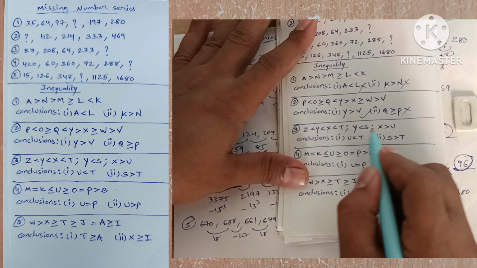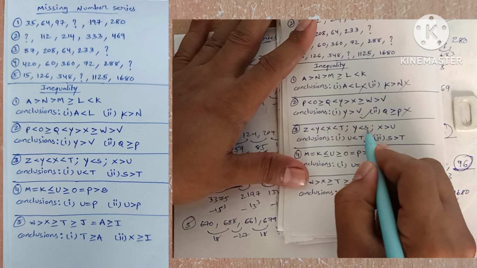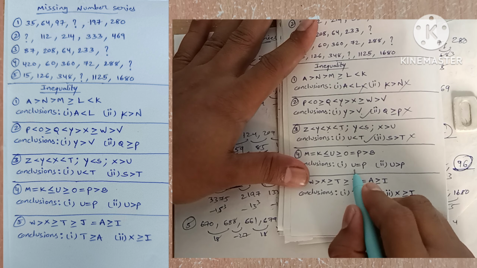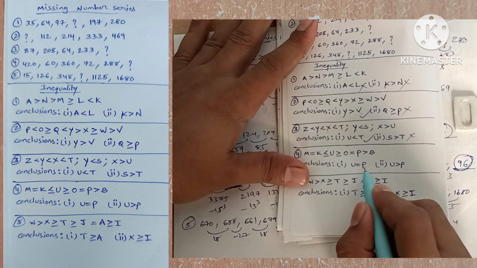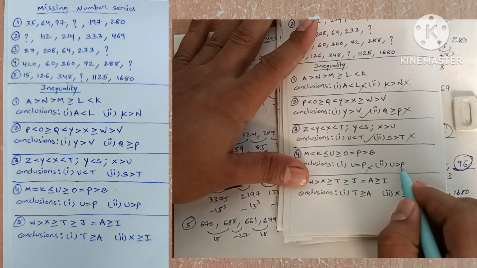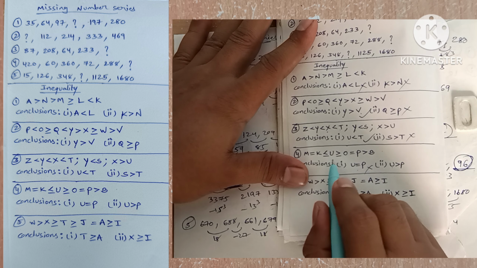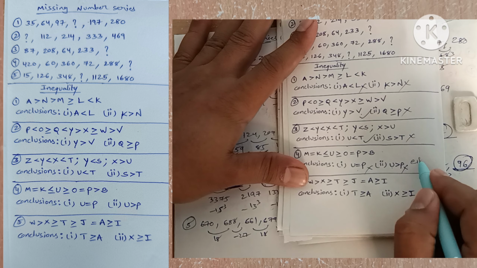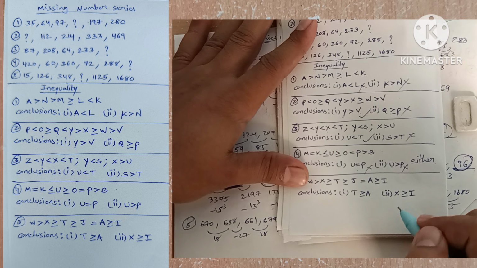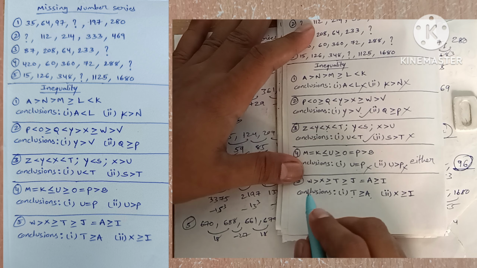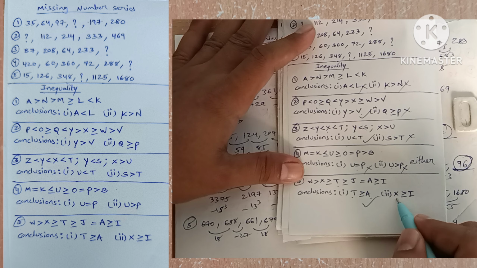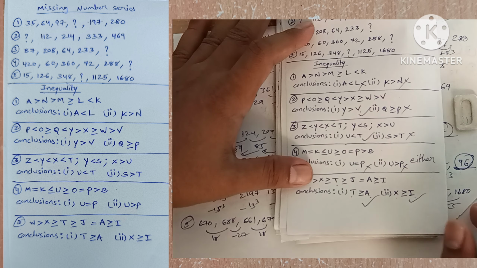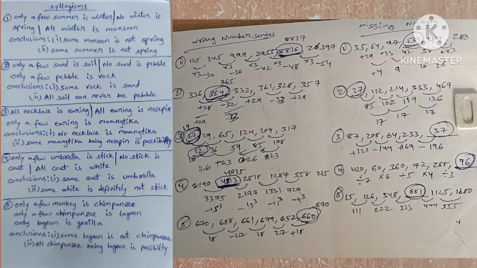T to U. T to X, X to U. First one is possible. S to T. S to Y is possible. Y to T is not possible. Only one. U equals to P may be possible, but this is false. Maybe U to P is true, but this is false. But either case is possible here. Either one or two is here. T to A. S to X to I. X to I is also true. Both 1 and 2. Now we are moving to our last topic, syllogisms.